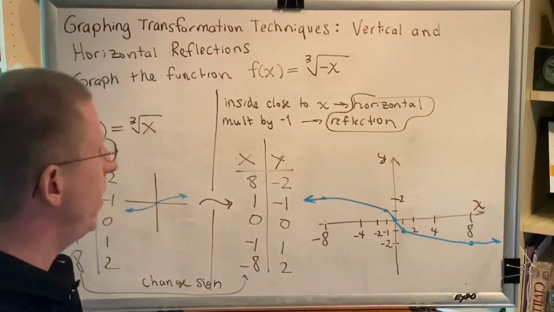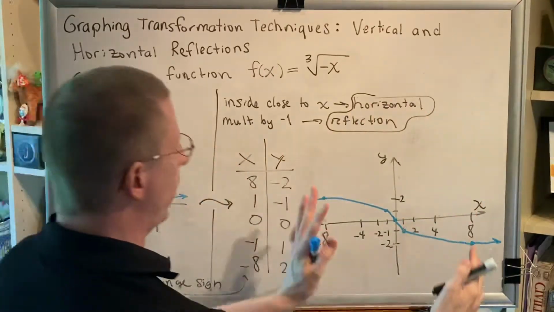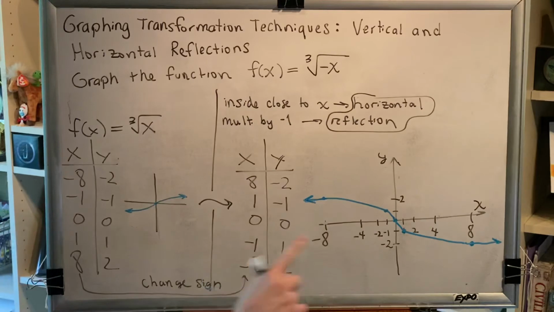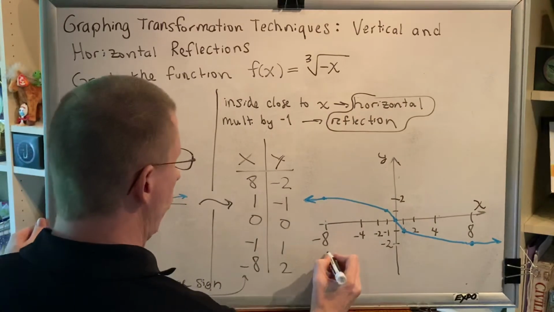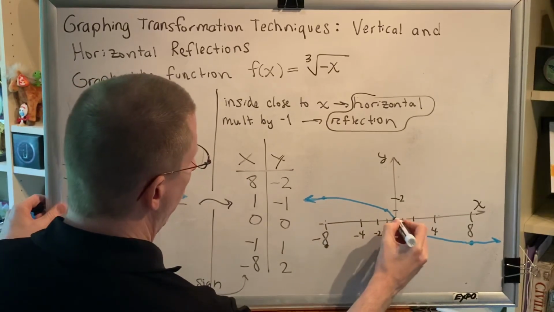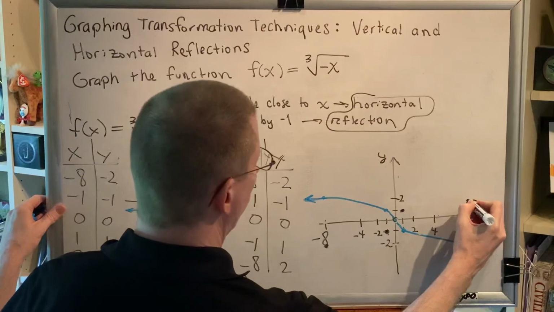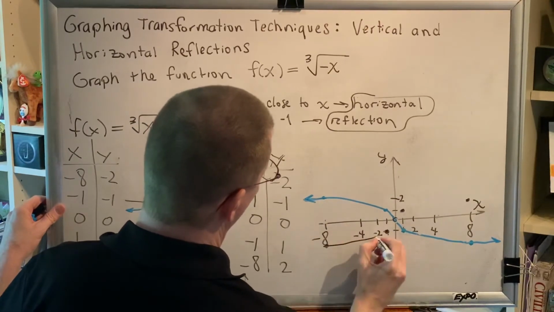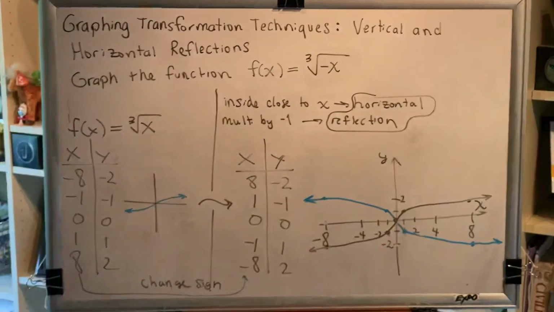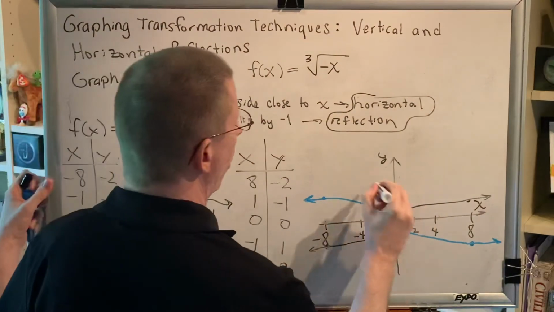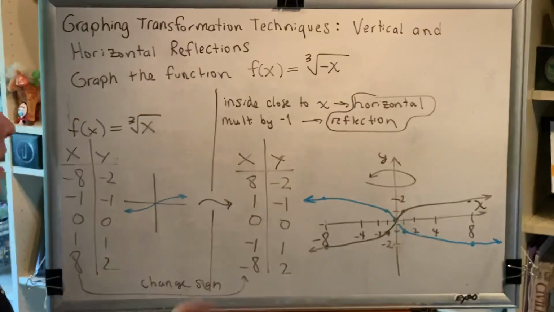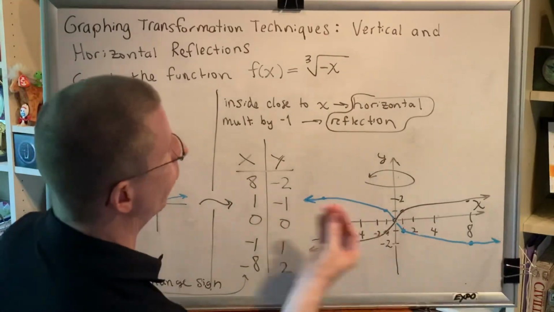But sometimes students find it helpful to see the parent function and the transformed function on the same graph grid. So I'm going to plot these points over here on the same graph grid. So -8, -2, which is here. -1, 1, which is here. 0, 0, 1, 1, 8, 2. And when we connect those dots together, we get this picture. Now, if you think about it, if you take the black curve and you spin it around the y-axis, it's going to create the blue curve, and that is indicative of a horizontal reflection.